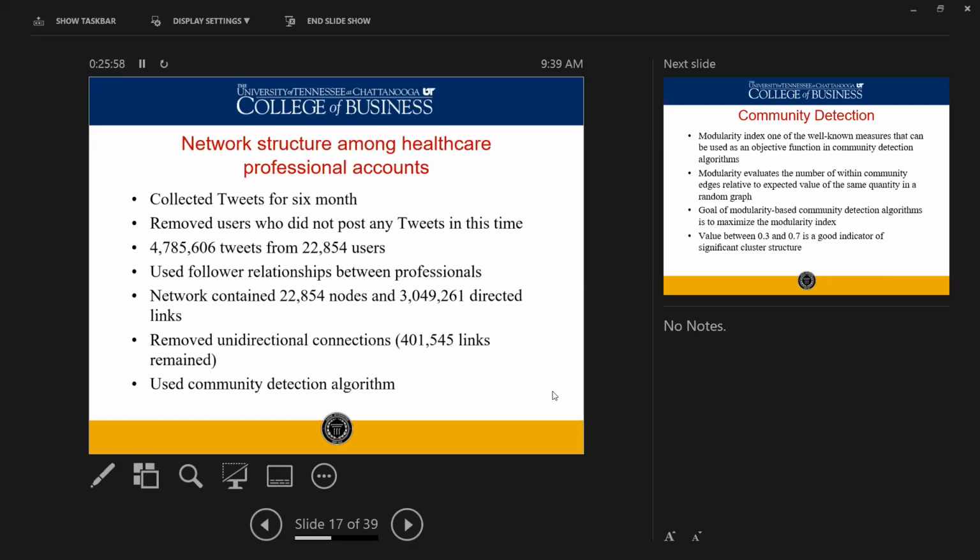Then we used the follower relationships between these professionals. So in Twitter, you can follow people, obviously. We looked at those follower relationships and developed our network. Our network contained these 22,854 nodes with 3 million directed links. So it was a huge network. To simplify the network, we removed the unidirectional links and only kept the links which are in both directions, bidirectional, and ended up with about 400,000 links. So now we had this network with 22,000 nodes with 400,000 links, and then we used community detection algorithms on this network.